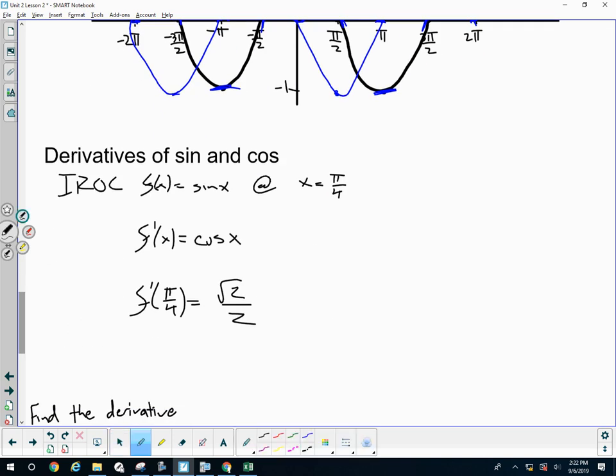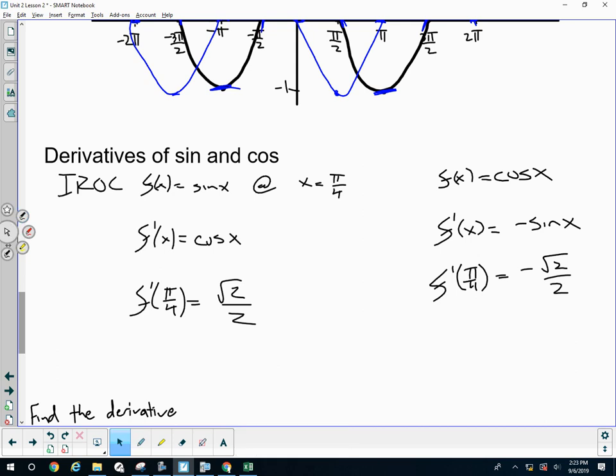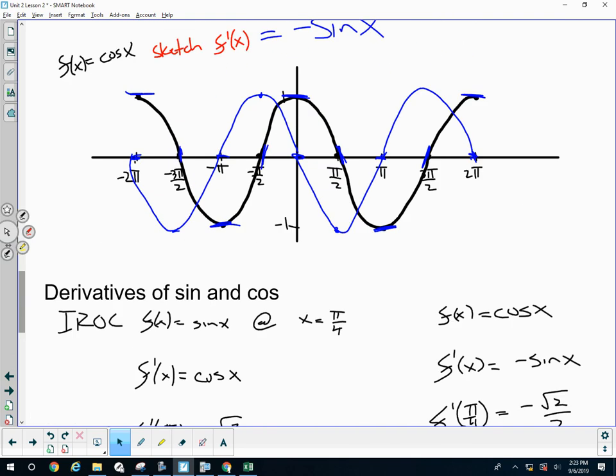I could ask you the same thing for cosine. So cosine has the point root 2 over 2 at x equals pi over 4. Is its tangent slope also positive root 2 over 2? No. It is negative root 2 over 2. Cosine has the point pi over 4, root 2 over 2. But notice we are going down. There you go.